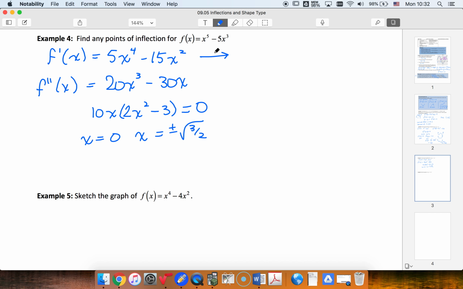However, just by looking at this, I see that this is going to factor out as 5x squared, x squared minus 3. So if I set my first derivative equal to 0, I see 0, 0 is a stationary point of inflection. For these x values, I'm going to have non-stationary points of inflection because I know that these are not solutions to the first derivative being equal to 0. So I'll have a stationary point of inflection, and these are non-stationary.